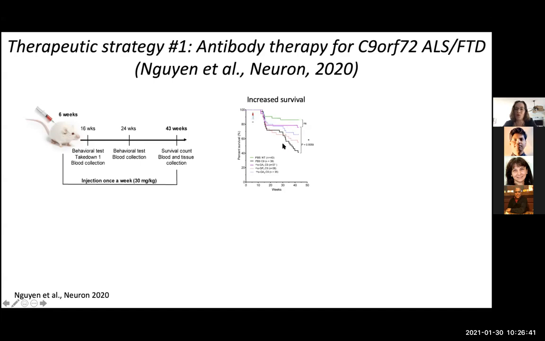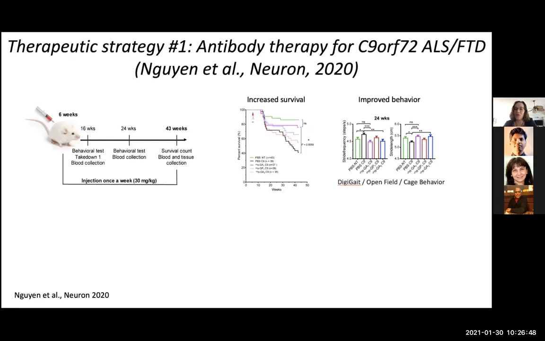We just knew that there was a divergence in the groups, and we wanted to end the study in time so that we could have tissue to analyze. So we ended the trial at 43 weeks. But at 24 weeks, these mice that were treated with the GA1 antibody and the GA2 antibody showed improved behavior by open field, DigiGait, and cage behavior. Some examples of the DigiGait are shown here.